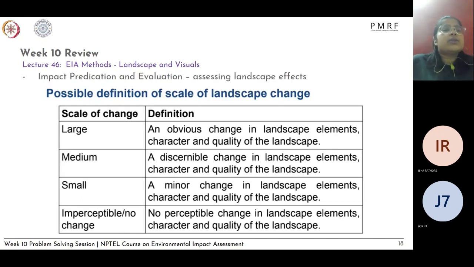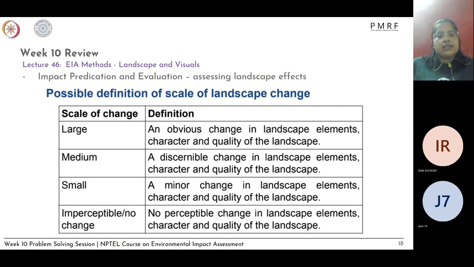And then we also looked at impact prediction and evaluation, that is assessing landscape effects. So again, there's a scale of change, and this is based on the change in character and the change in landscape elements and quality of the landscape. So if there's an obvious change, the scale of change is large, and you need to do mitigation efforts to make that scale of change small or imperceptible.